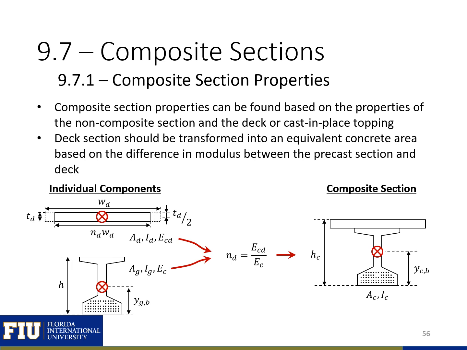The composite section properties can be found based on the properties of your deck and the properties of your precast section. So we would first find the area, moment of inertia, and modulus of elasticity of the deck, and the same for our precast section. Then we would find a modular ratio relating the modulus of the deck concrete to the modulus of the beam concrete. And we would transform our deck concrete into an equivalent area of beam concrete to get our composite section.